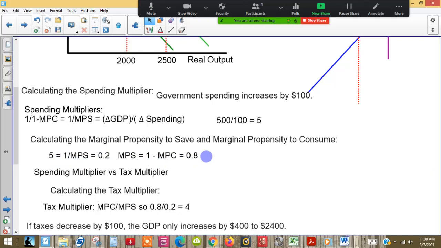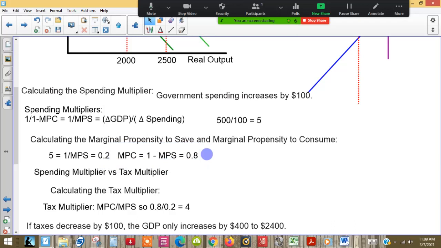And now we can easily calculate the marginal propensity to consume. This should be: marginal propensity to consume equals 1 minus the marginal propensity to save. That's a little bit easier. Now it's correct. So 1 minus 0.2 is 0.8.